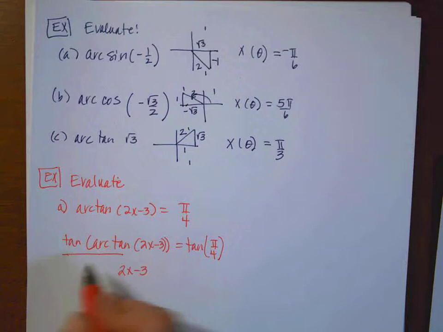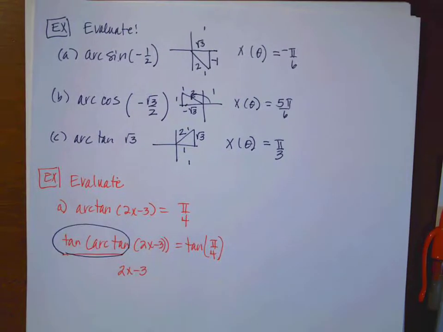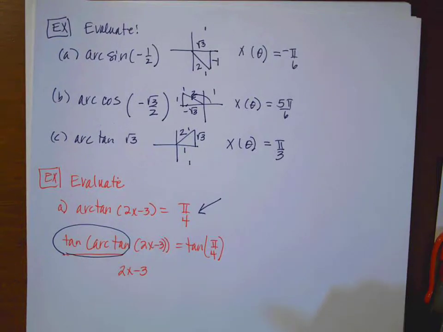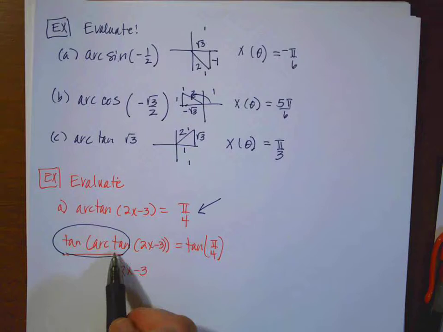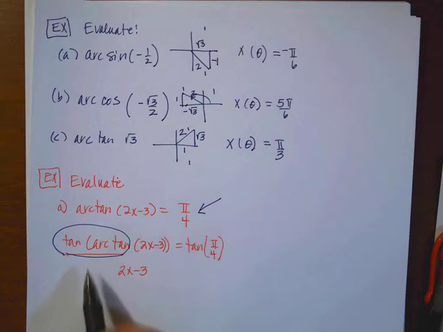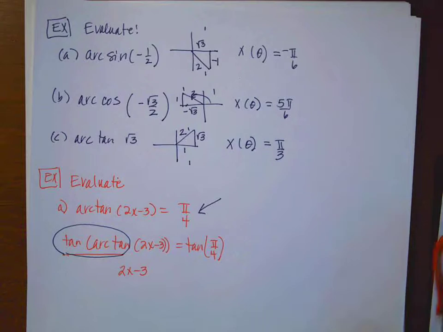But here's the stipulation. If I want to invoke that process, let me circle this in a different color, this angle has to be within the restricted domain of the particular arc trig function, right? So arctangent is limited to the first and the fourth quadrants. Pi over 4 fits within that restricted domain, which is why I can pull off this process.